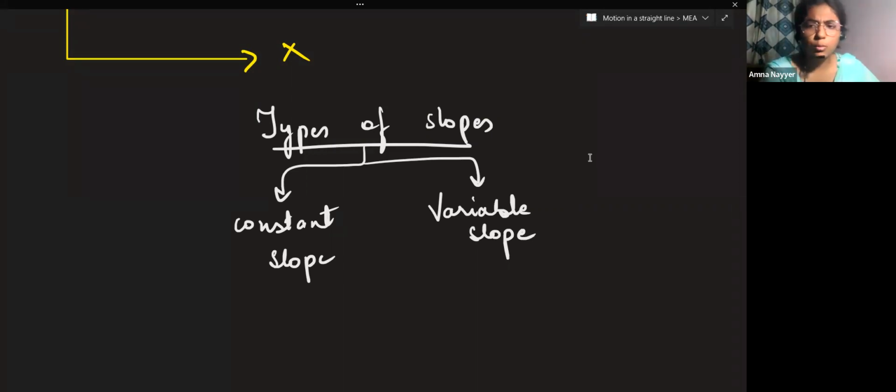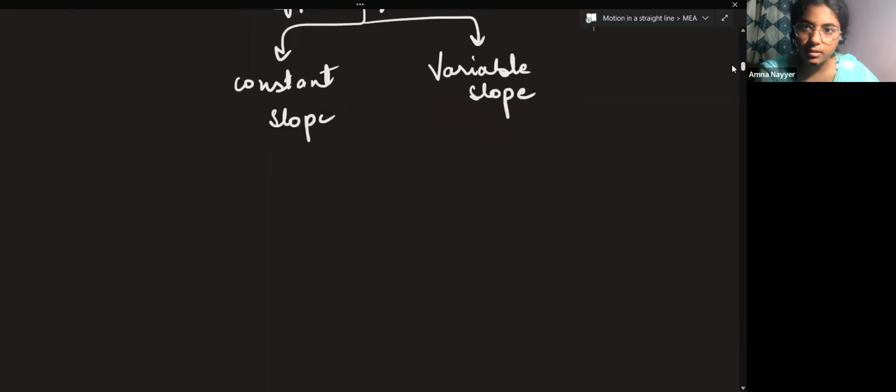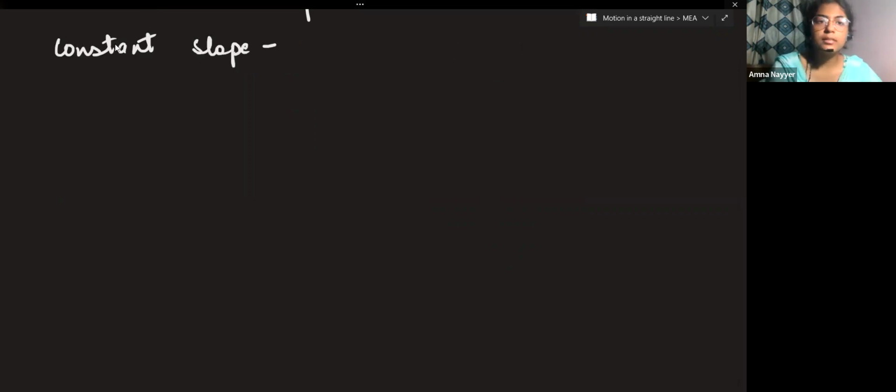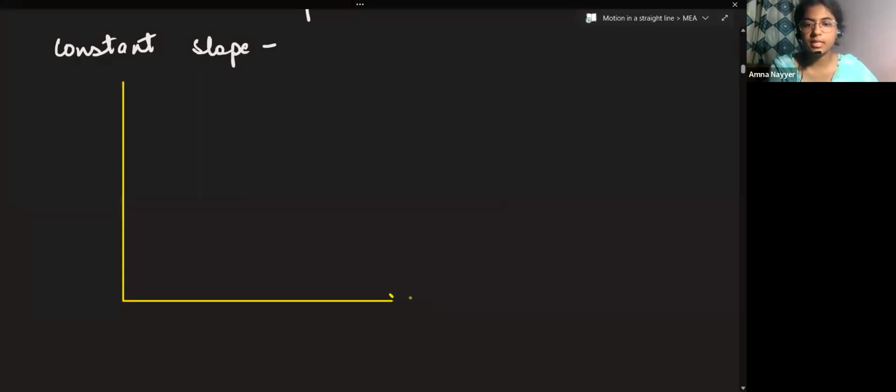Now, a constant slope is very easy. Both of these, see, these basic concepts are very easy. We'll relate them with our lesson also. We'll try to relate it with position, time, velocity, acceleration, and all these things. Now, regarding a constant slope. Constant slope means, I'll show you with the help of a graph only. This is your x-axis, this is your y-axis.